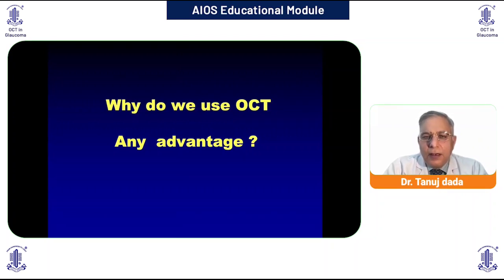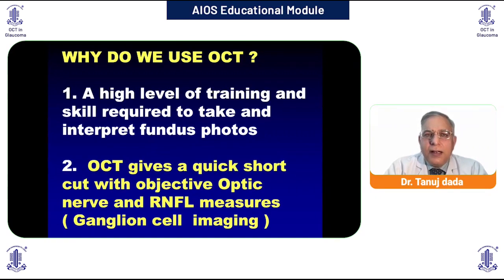So why are we using OCT if we are able to diagnose glaucoma with a good fundus photograph? The main advantage is that for getting a high quality fundus photograph, you require a lot of training. And if you take 10 photographs, maybe one of them will be very clear. So this requires a lot of skill training to take, capture and interpret fundus photographs.